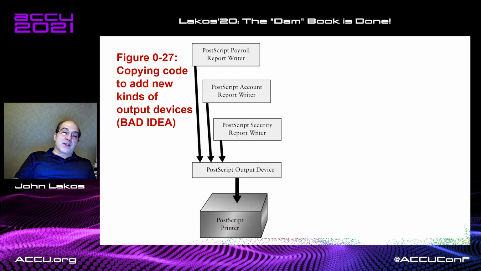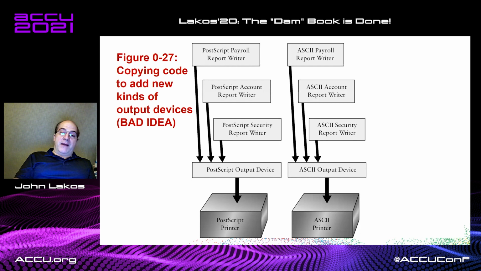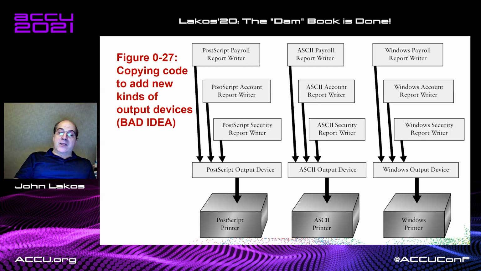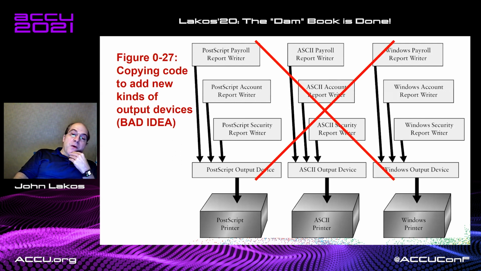All right, imagine we have this kind of situation where we have a PostScript output device and we have three different report writers written to it. And now it turns out that we have an ASCII output device and we want to have the same capability. And now suppose we have a Windows output device and we want to have the same capability. What can we do? So there are different ways to approach this problem. This is not one of them.